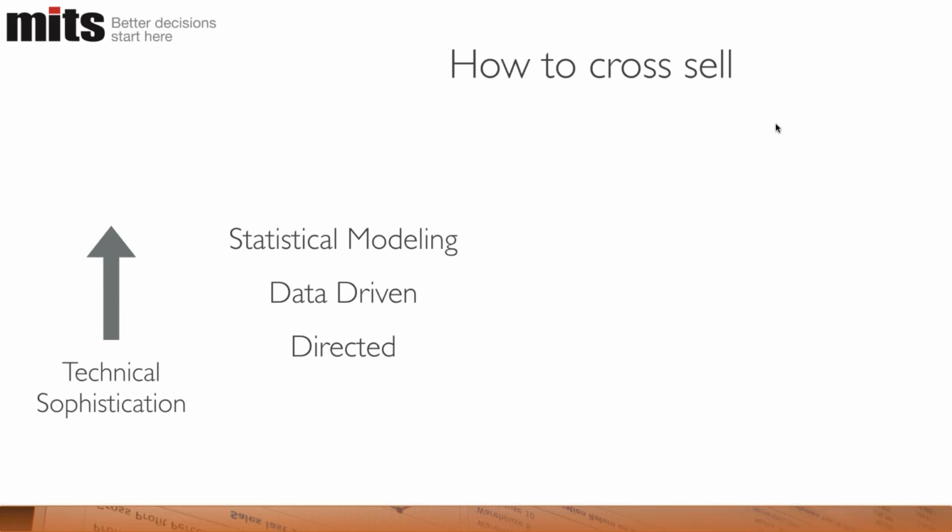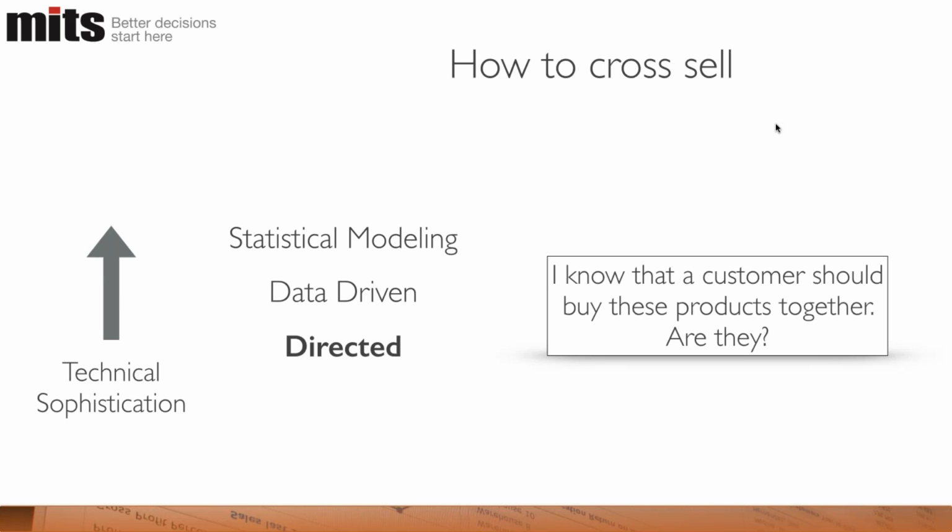If you can see here on the left, I put this technical sophistication here. As you move further up the stack, you're increasing the technical sophistication that you have to take advantage of these different opportunities. So let's go through and describe what I mean in each of these different chunks and see how they fit together, and talk about some of the pluses and minuses. The first piece is this idea of a directed cross-selling analysis, and that is to say, I know that a customer should buy these products together, and are they doing that? That approach is relatively straightforward from a technical perspective.